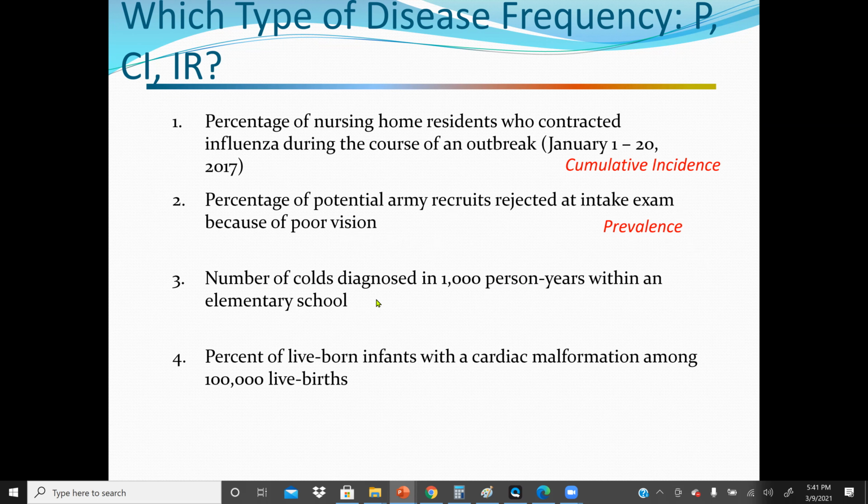The number of cases diagnosed per 1,000 person-years. The keyword here is person-years, so this will be incidence rate. Then the percent of live-born infants with cardiac malformation among 100,000 live births. So this will again be prevalence.